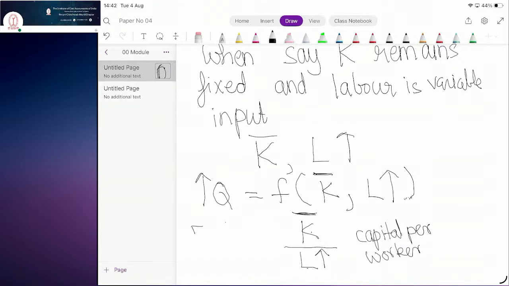Imagine 50 with 1 worker, then 50 by 2, 50 by 3. What is happening to the ratio? In the first case it is 50. Next it is 25. Then it is how much? Around 17 or 16. Correct? What will happen if labor input becomes 4?